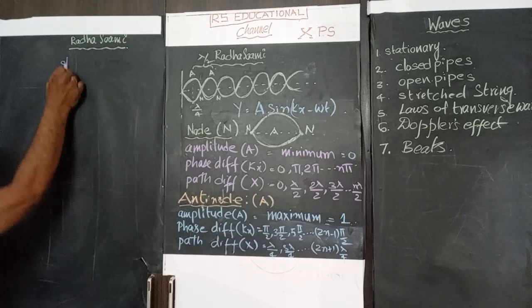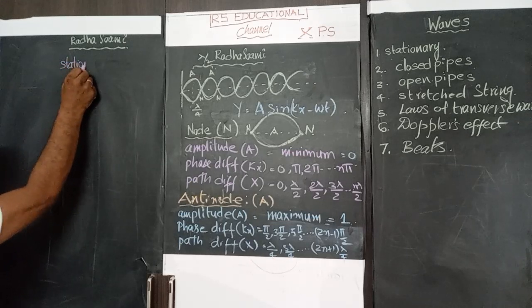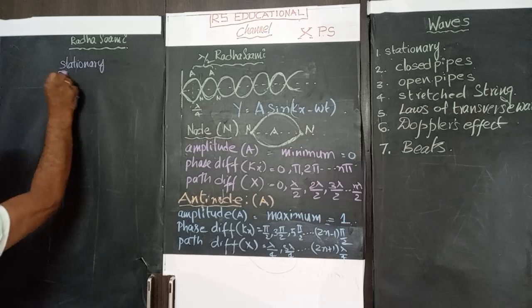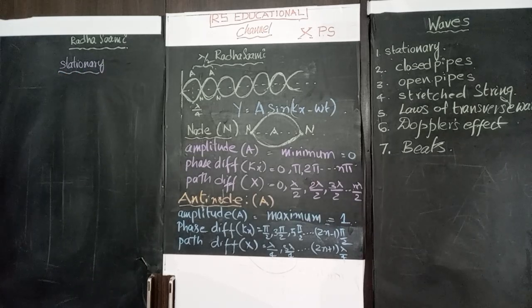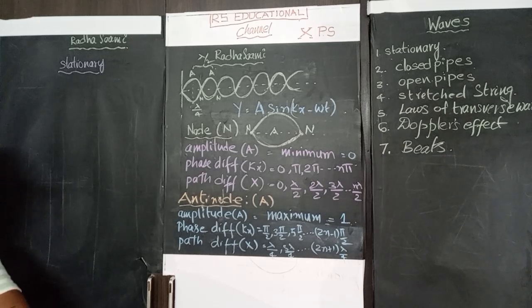Stationary waves. What is meant by a stationary wave? When two waves of the same phase and path difference are combined in opposite direction, or interact in opposite direction, then the new wave formed is called a stationary wave.